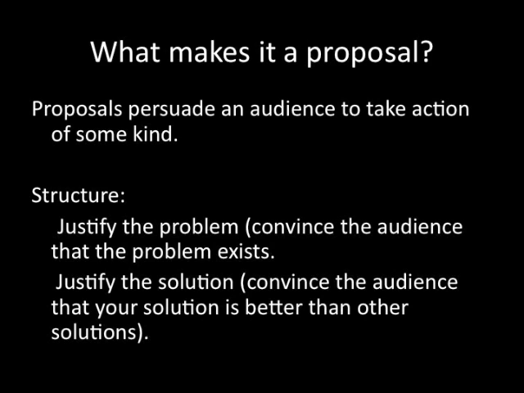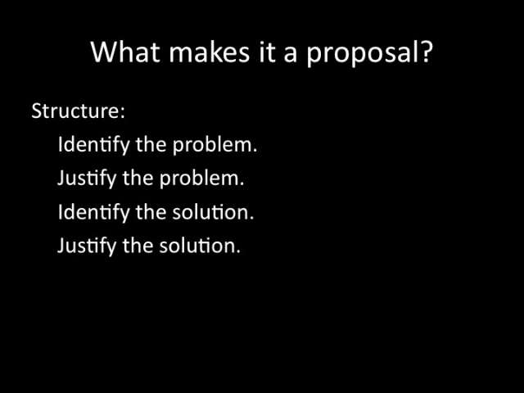So the structure of a proposal will often differ from the structure of a position paper. Whereas a position paper will identify the issue, find a position, argue for the position, respond to objections, an academic proposal, or actually any kind of proposal, will begin by identifying the problem, justifying the problem, identifying the solution, and then justifying the solution.